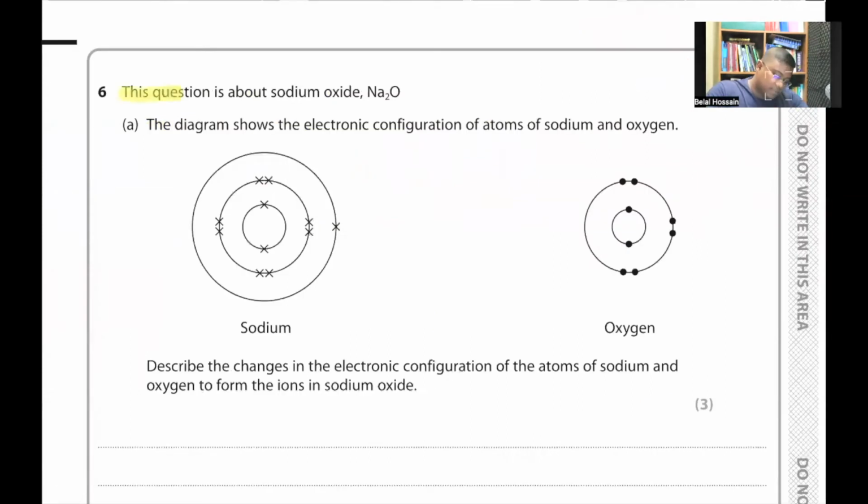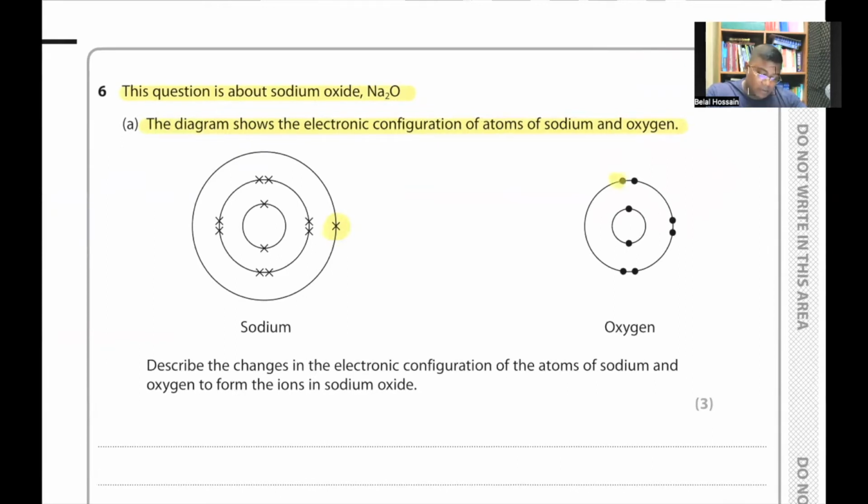Question number 6. This question is about sodium oxide. The diagram shows the electronic configuration of atoms of sodium and oxygen. We can see sodium has 1 electron in the outer shell, whereas atoms of oxygen have 6 electrons in the outer shell.